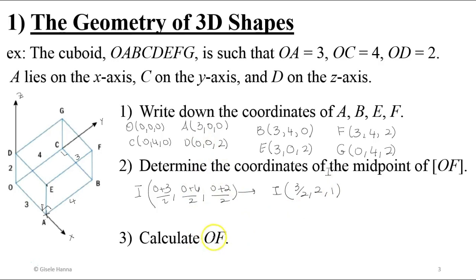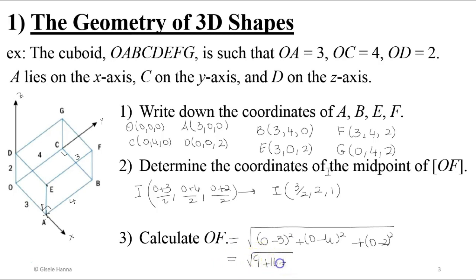And similarly, if I were to determine the distance OF using the distance formula, that would be the square root of 0 minus 3 all squared plus 0 minus 4 all squared plus 0 minus 2 all squared, which leaves me with the square root of 9 plus 16 plus 4, which is the square root of 29. So, in fact, that's the square root of 29 units. That's the exact value of the distance.